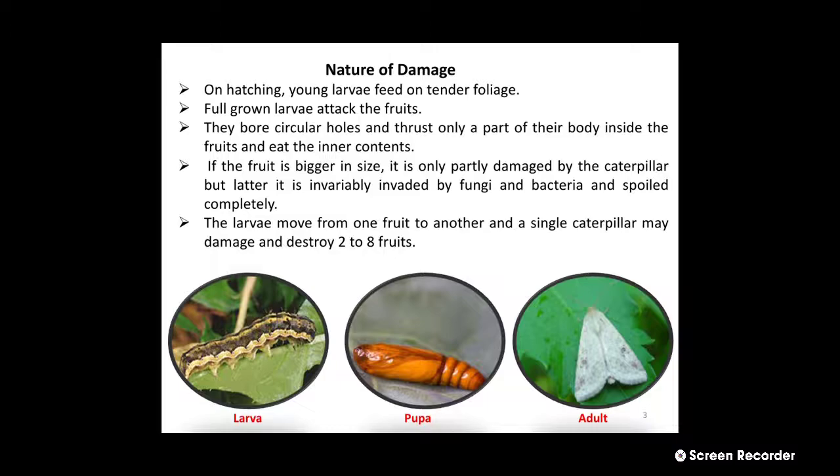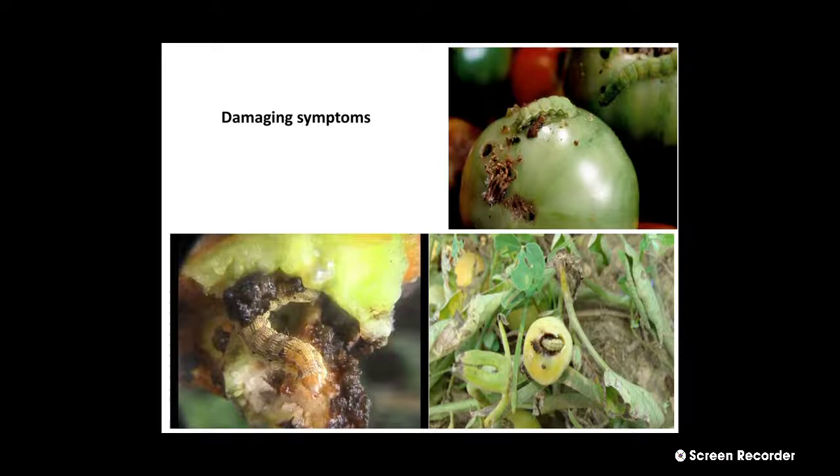This is the nature of damage, and these are the different life stages of Helicoverpa armigera: larva, pupa and adult moth of fruit borer. Then this is also damaging symptoms by Helicoverpa armigera on fruits, and also larval excreta is seen on the fruit. And in the first image we can see the characteristic feeding habit of Helicoverpa armigera, that is the anterior portion inside the fruit and the posterior portion remaining outside the fruit.